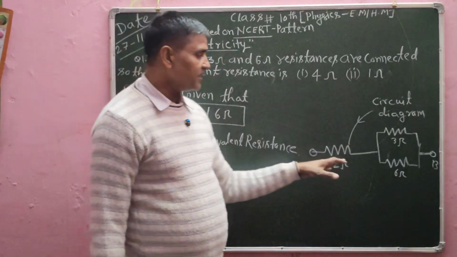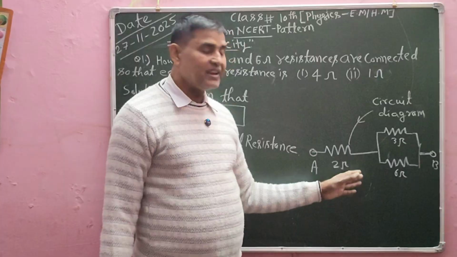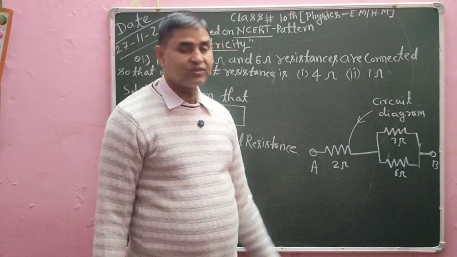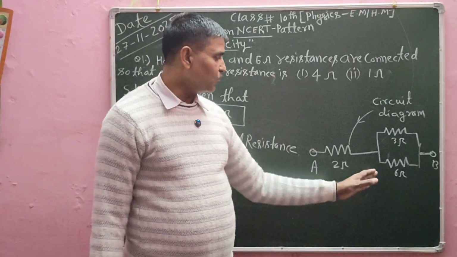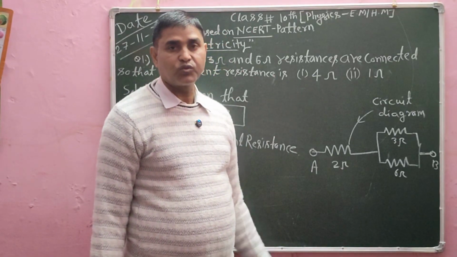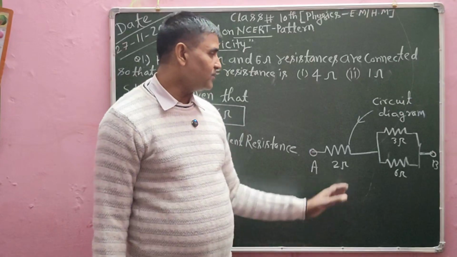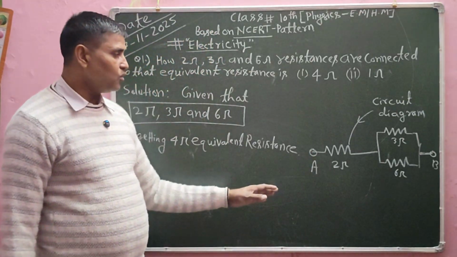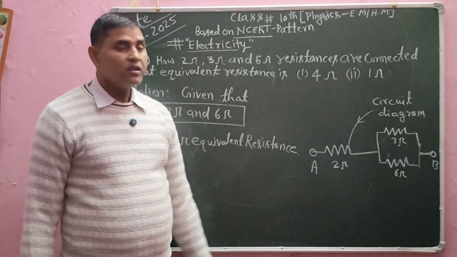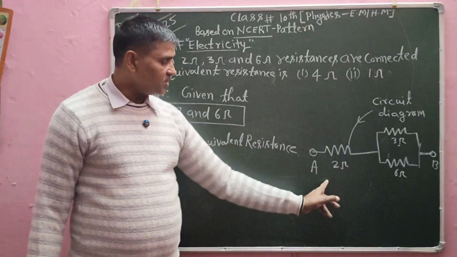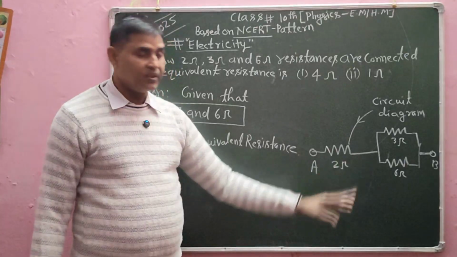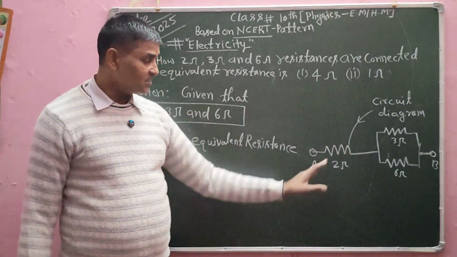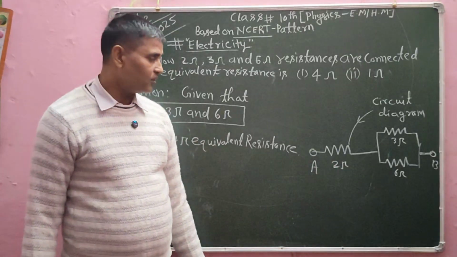Now, will this connection be right or wrong? I am going to calculate its resistance value. If I get an equivalent resistance equal to 4, the connection will be correct, otherwise the connection will be wrong. So I am going to find out the equivalent resistance of the circuit AB. I have written the circuit diagram here, but I am going to check whether this connection is correct or wrong.